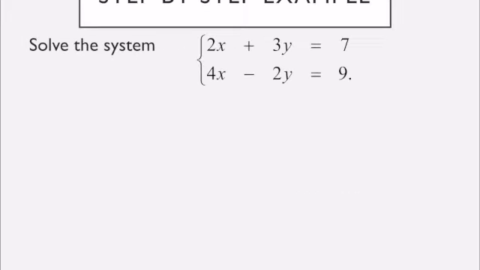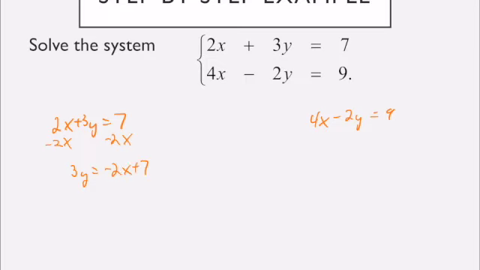So here I have 2x plus 3y equals 7 and 4x minus 2y equals 9. This is my system of equations. The first thing I need to do is get them both in slope-intercept form by solving for y. I subtract 2x from both sides. That gives me 3y equals negative 2x plus 7.